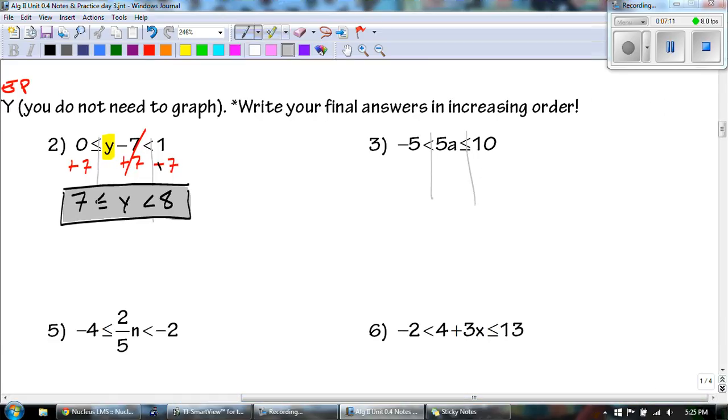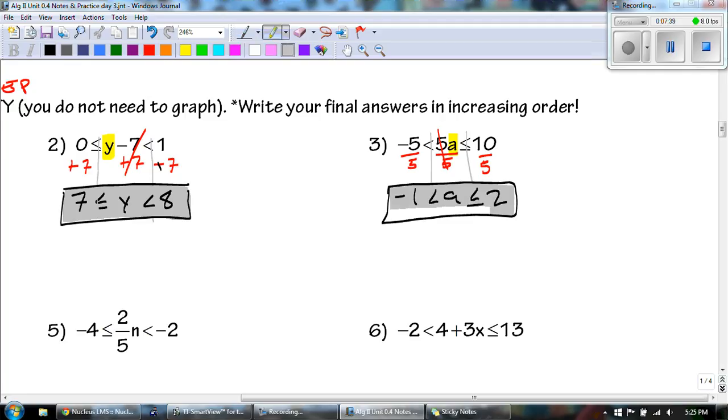All right. Find your variable. That's multiplication. The opposite, the inverse of multiplication is division. So I have to do it to all three sides. Do I flip the signs? No. Good. So I have -1 is less than a, which is less than or equal to 2. You only flip if you multiply or divide by a negative number.